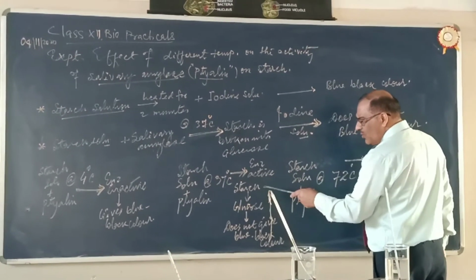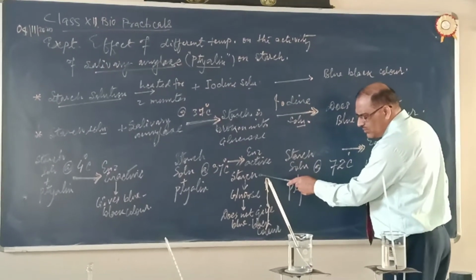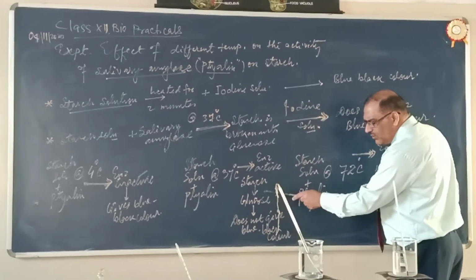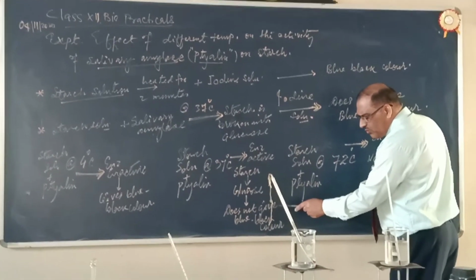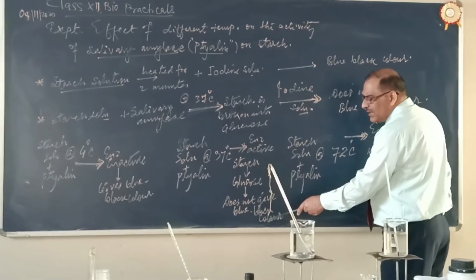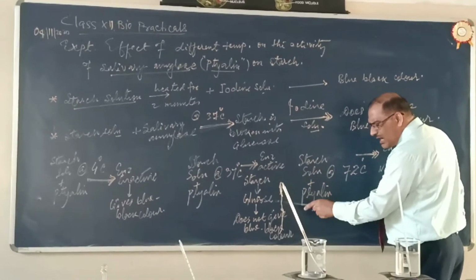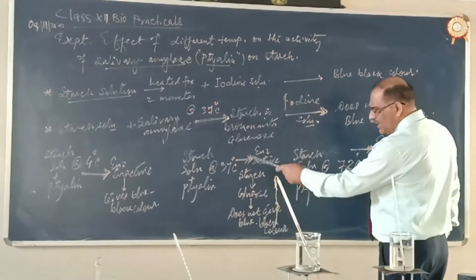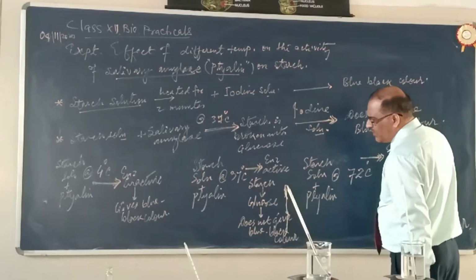At this temperature, what happens? The enzyme becomes active. So the starch is broken into glucose, and if we put the iodine solution, glucose is not giving the blue-black color. So it shows that the enzyme is active and has broken the starch into glucose. There is no starch in the medium, so that's why it is not giving blue-black color. So the activity of the enzyme is taking place at 37 degrees Celsius, body temperature.